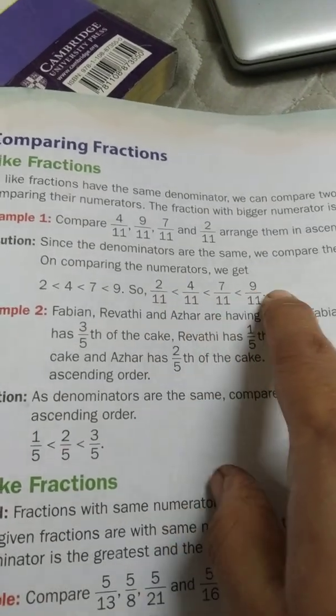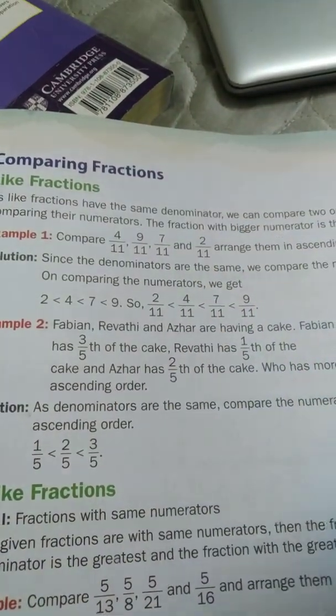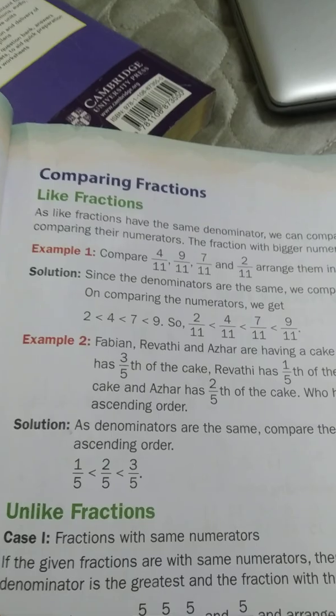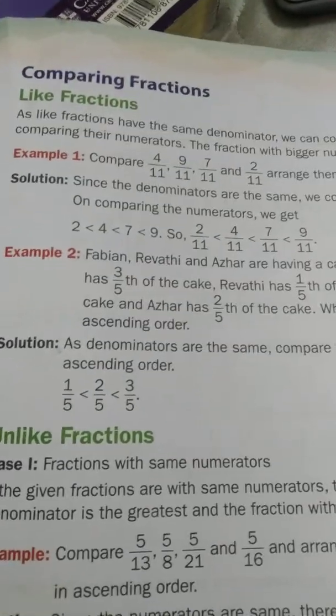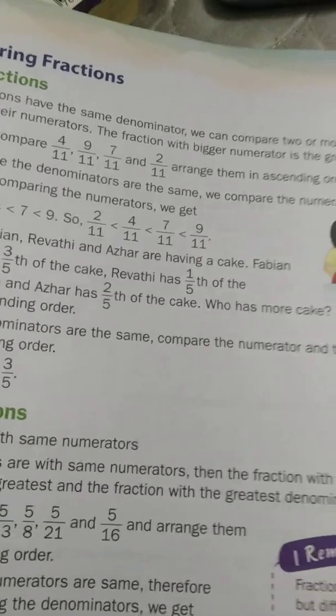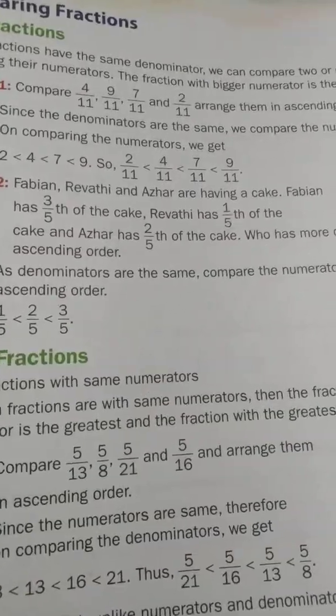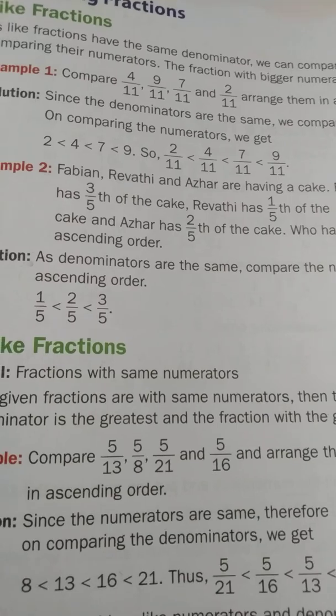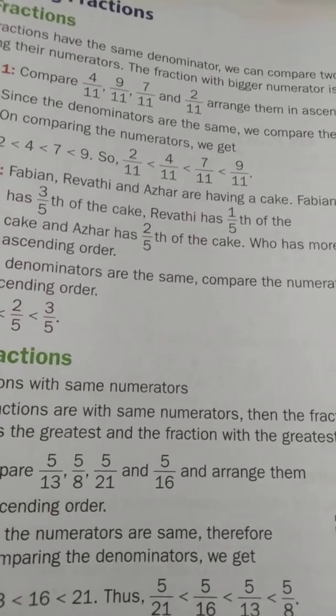Just now, this is the ascending order of the given fractions. In this manner we need to do when they are like fractions. We need to compare their numerators, and among them whichever is bigger, we need to write in ascending order. Next one, example 2. Same here also.